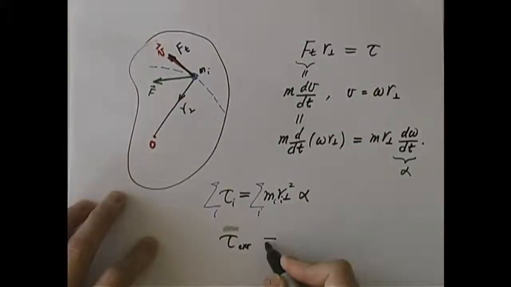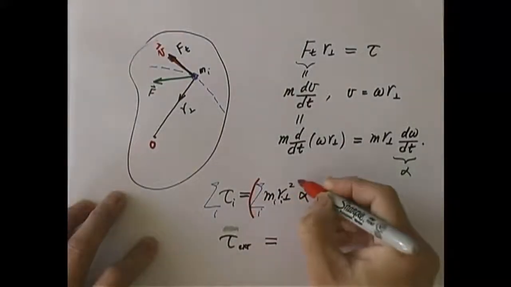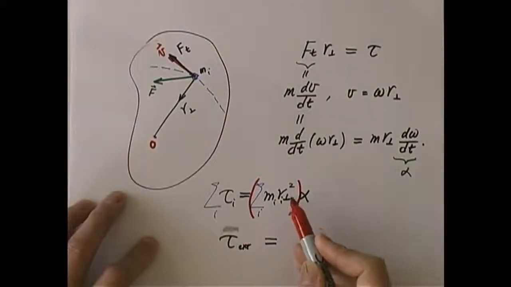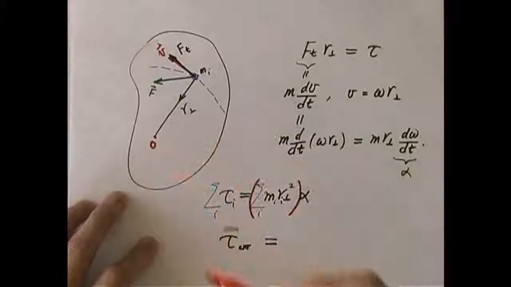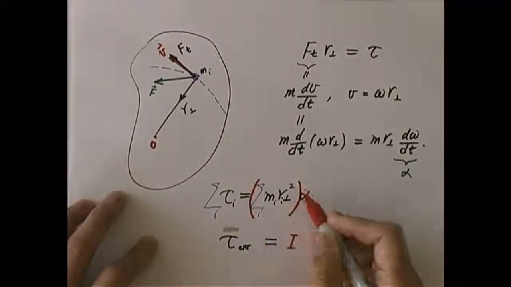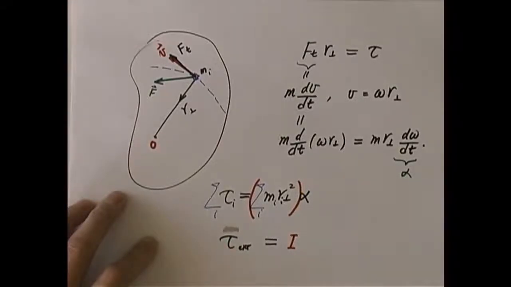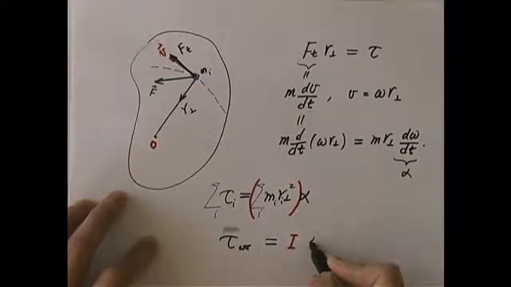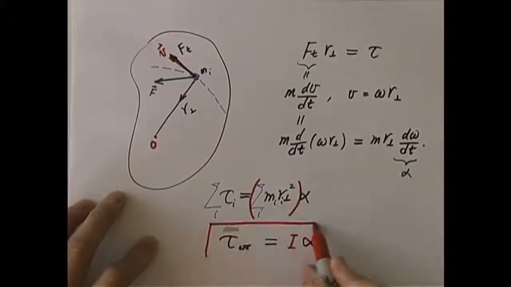Let's look at what happens on the other side. What do you have here in this parentheses? Sum of m_i r_i squared. Isn't that the rotational inertia about that axis? Right? So that's just I. See? That's just I, the thing in the red parentheses. And what's left is alpha. So that is what we get: torque equals I alpha. There we go. This is called the torque theorem. Okay, the torque theorem.